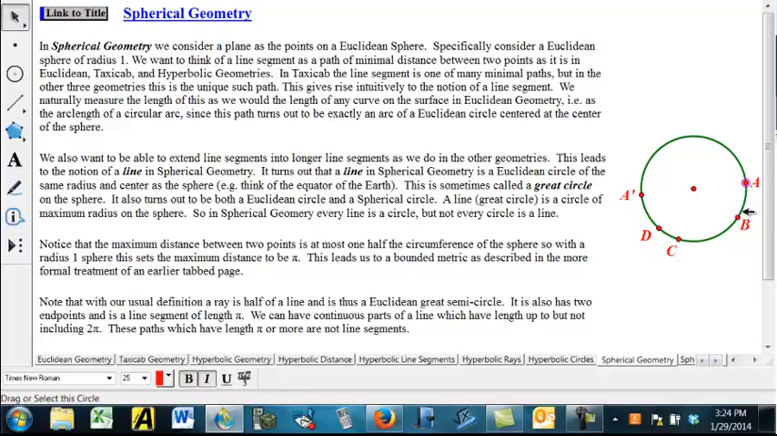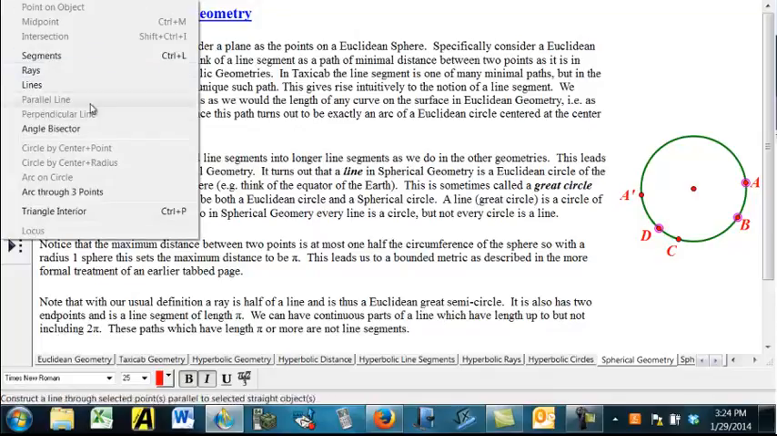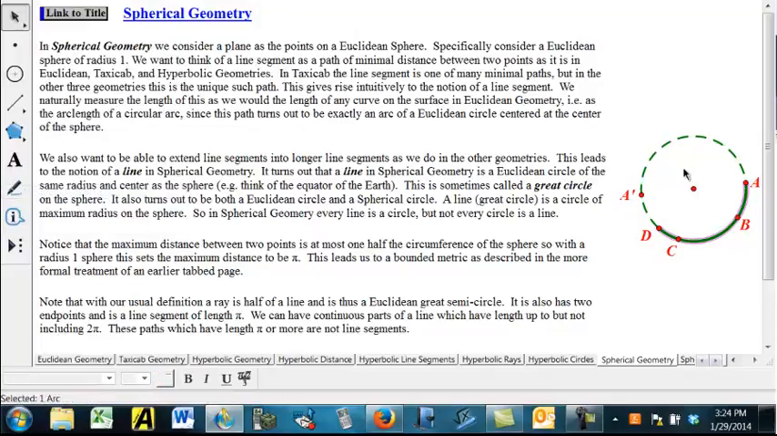So let's take this right here and consider this. Construct an arc through 3 points, and this would be an example of a line in a sphere. So this is going around the sphere. And of course, all of this is part of the line. Well, remember a ray, it's also part of a ray.